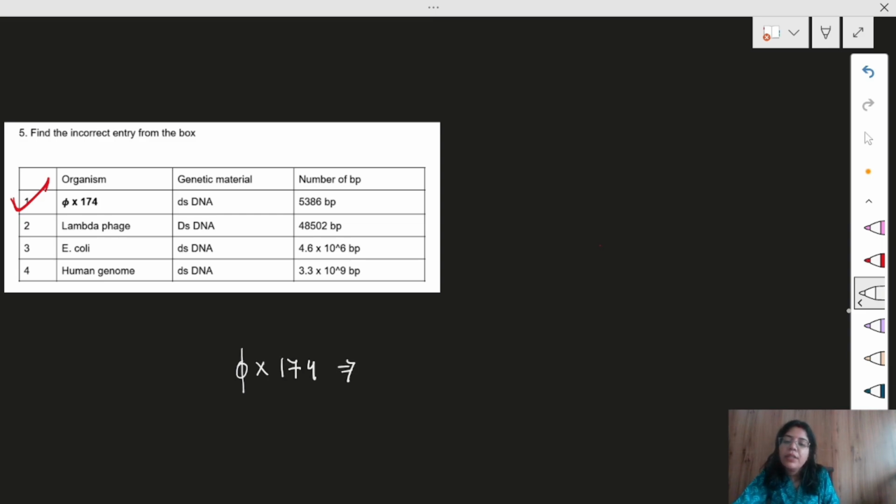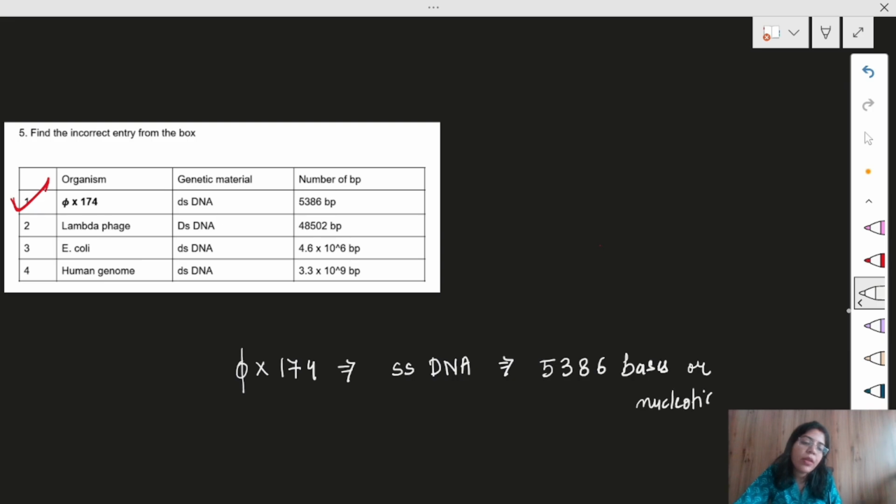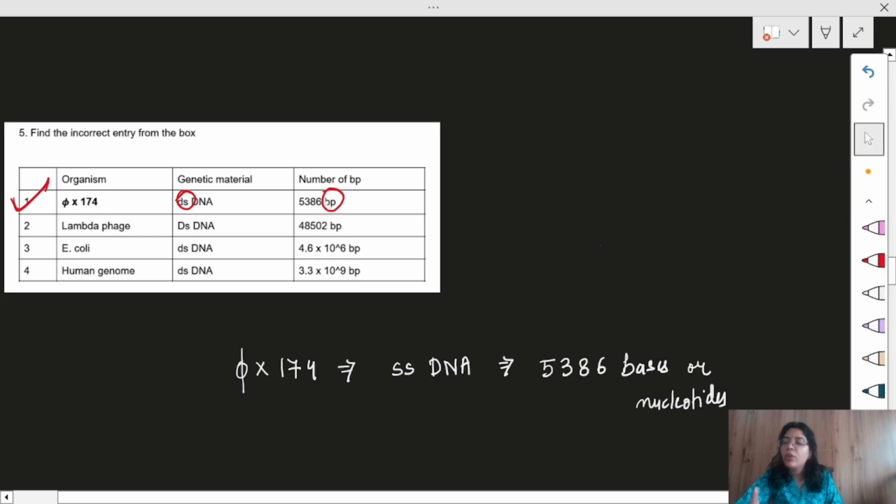What is the genetic material which it contains? It is having single-stranded DNA, right? And how many base pairs are there in that? 5,386 bases or nucleotides. Can I write base pair? No, right? Because it is having single-stranded DNA. So the problem is here. We cannot write base pair here and we cannot write double-stranded DNA. This is an odd one. Rest all is correct.